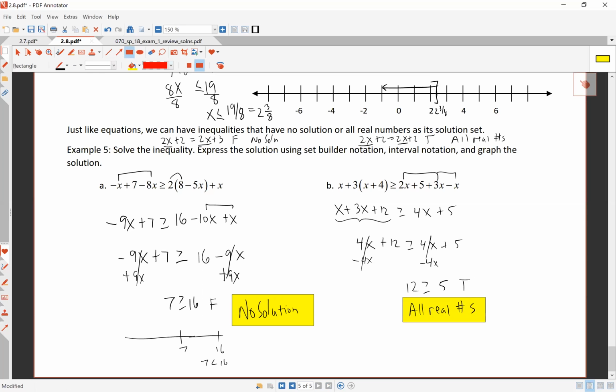Now, how do you write those kinds of things in set builder, interval, and graph? The all real numbers case, you would have a graph, and it's all the numbers. Whereas if you graph the solution set to no solution, you just leave the graph empty.